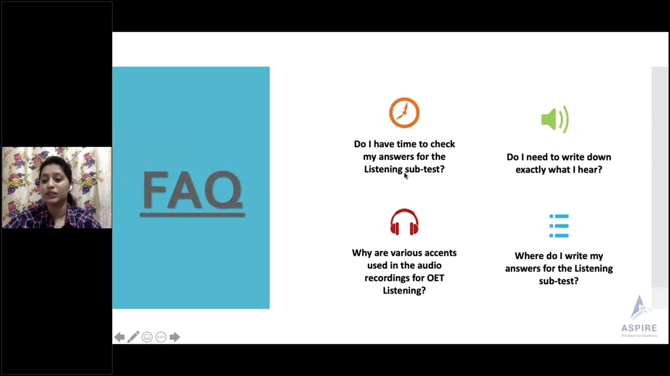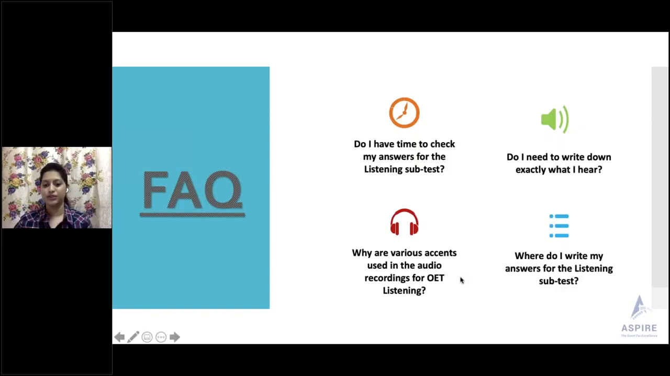And yes, you will listen to each part only once, so you must write your answers in the question booklet as you listen to them. Do I need to write down exactly what I hear? In part A, the consultation extracts, you must complete the notes using the same phrases or words that you hear or as they appear in the recording. So you should not paraphrase it, or change the information that has been told in the audio clip.